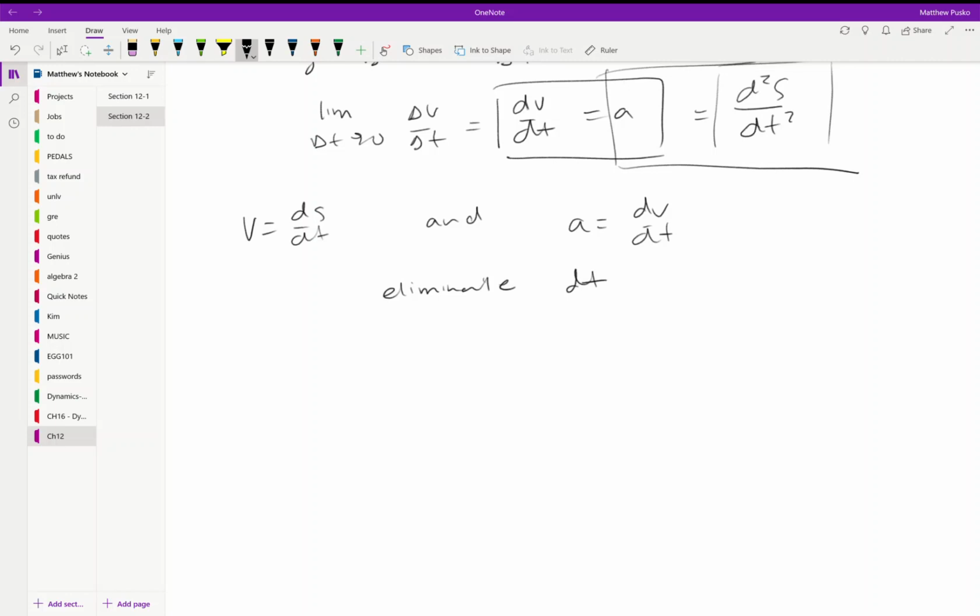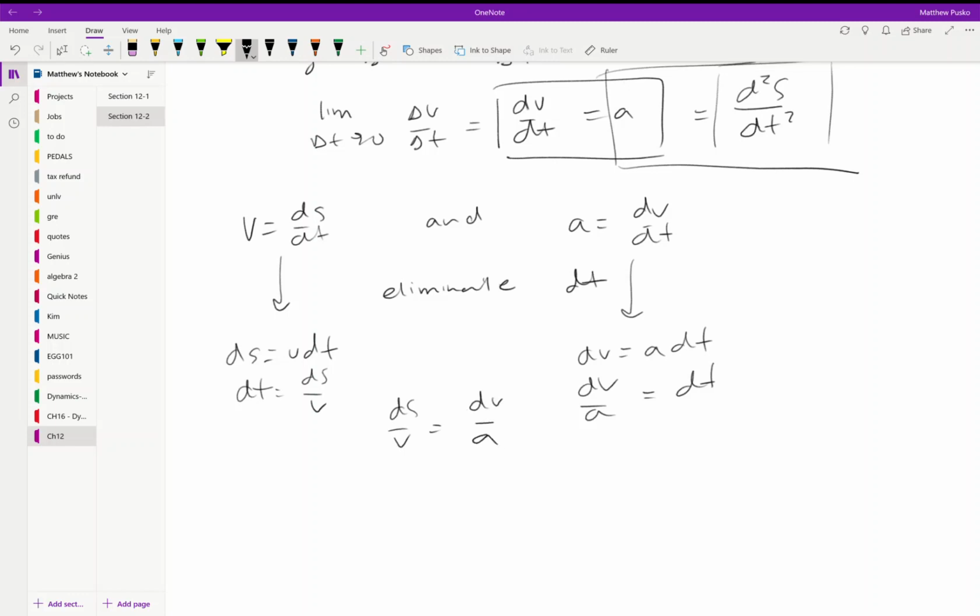If we eliminate dt, taking this one, that would make ds equal to v dt, or dt equal to ds over v. If I take this one, it would be dv is equal to a dt, or dv over a is equal to dt. Now I'm going to set them both equal to each other because they're both equal to dt. I get ds over v is equal to dv over a.